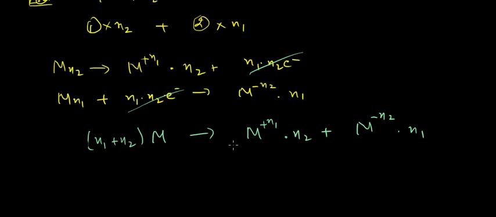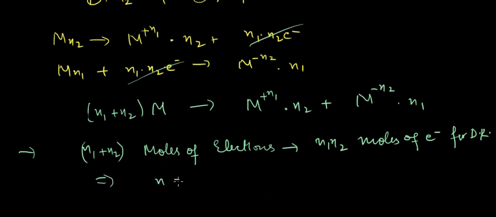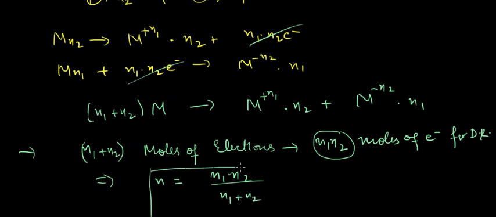From this we can say that N1 plus N2 moles of electrons are consumed or used in the disproportionation reaction, DR. Hence n factor would be the number of moles of electrons used or consumed in the reaction divided by the number of moles of the compound. Hence we derive this formula.